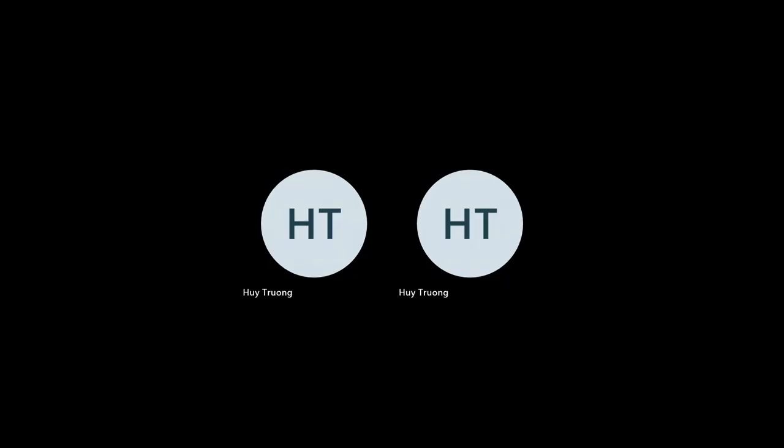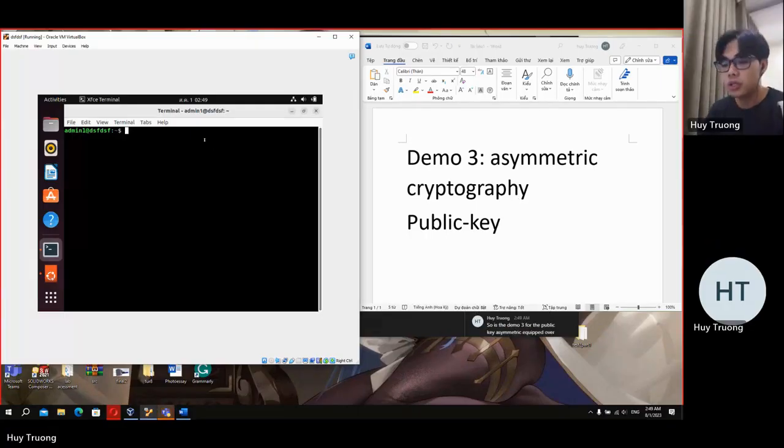Next is the public key, asymmetric cryptography. At first I will create a file, the plain text. The next step is to echo something in, like I will put "public key" in the plain text. And then cat the file to make sure the information is stored in.